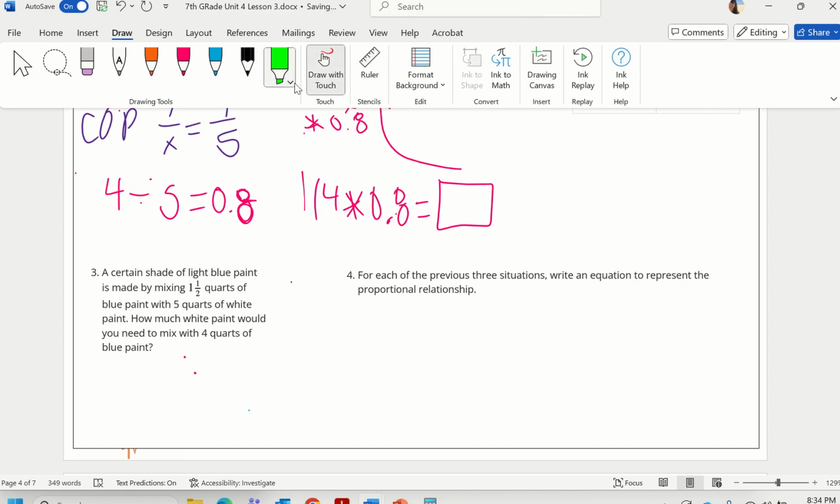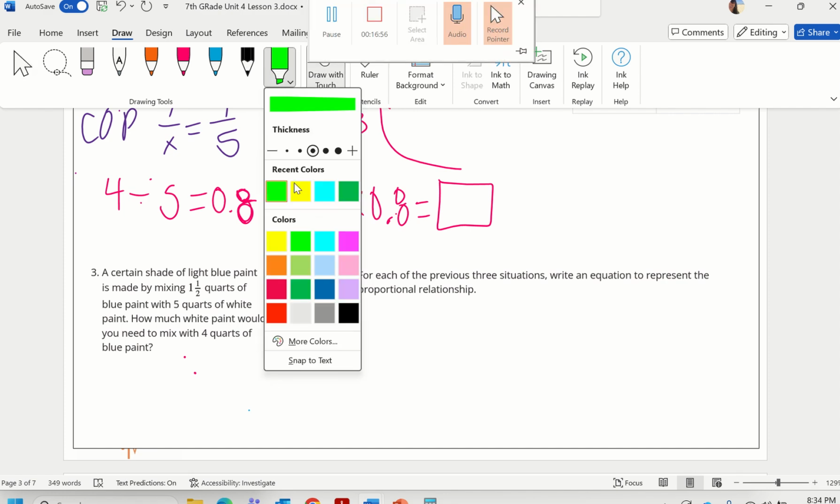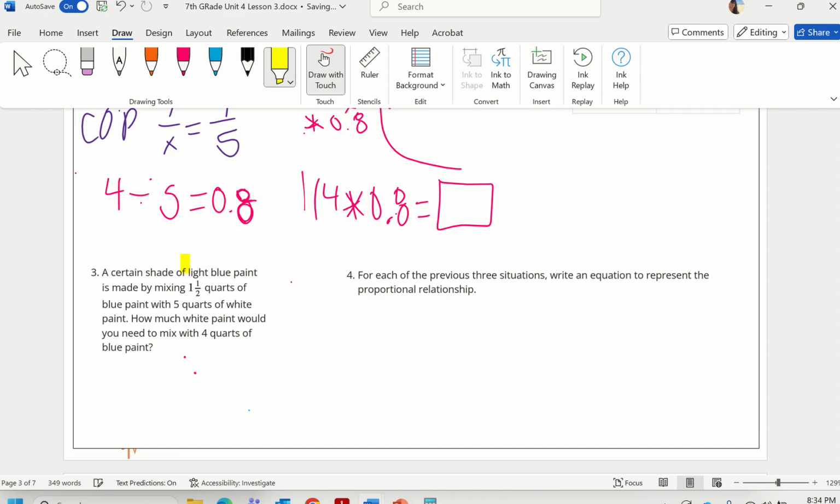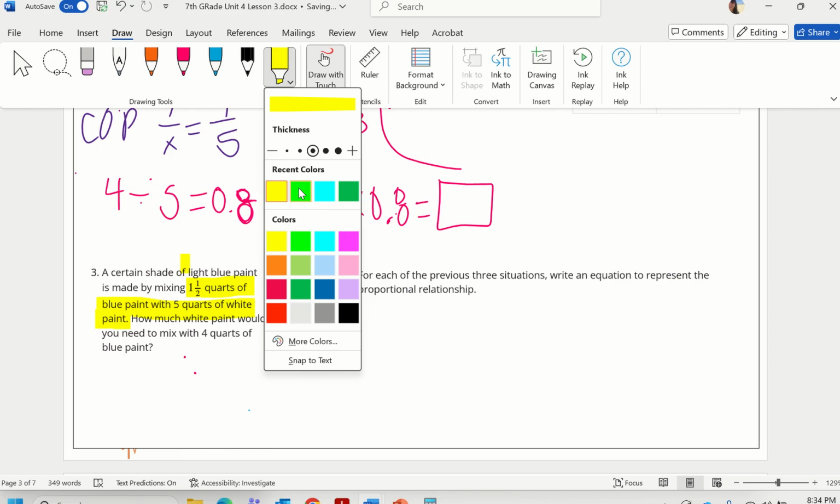All right, so just like with any problem, we want to read it so that we know what it's asking for. This one says a certain shade of light blue paint is made by mixing 1.5 quarts of blue paint with 5 quarts of white paint. How much white paint would you need to mix with 4 quarts of blue paint?